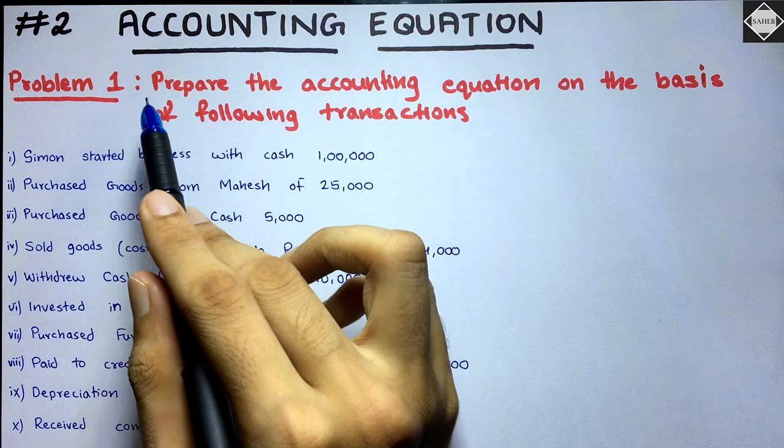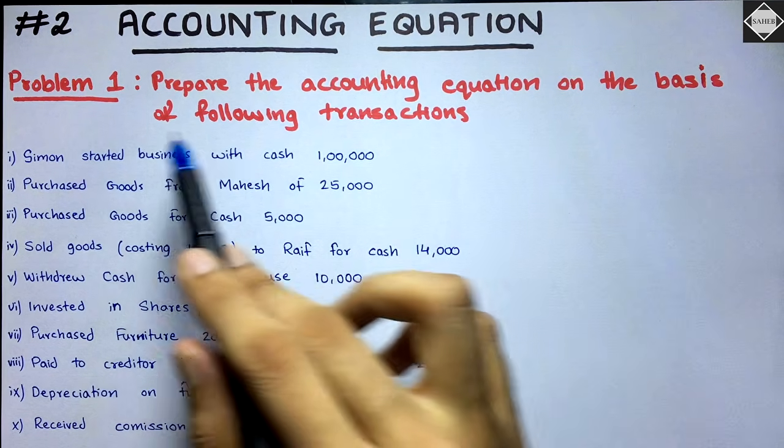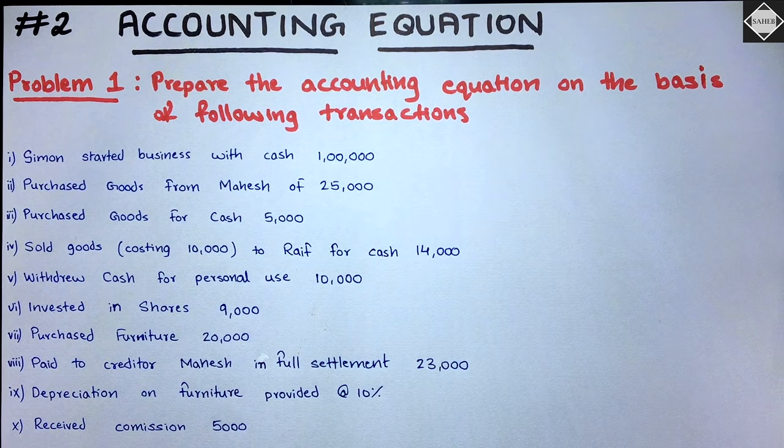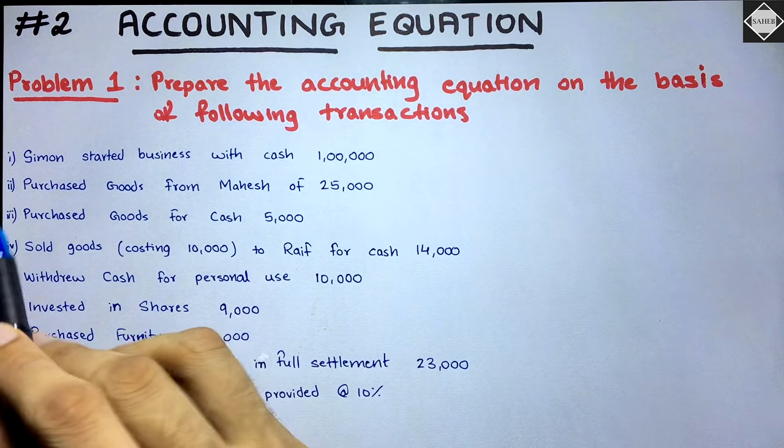Now see here, prepare the accounting equation on the basis of following transactions. So here we have been given these 10 transactions and we have to prepare the whole accounting equation. So let's analyze each transaction one by one. See here, it's very simple.